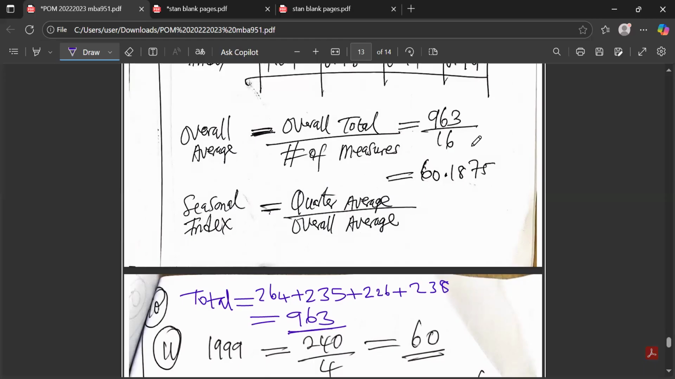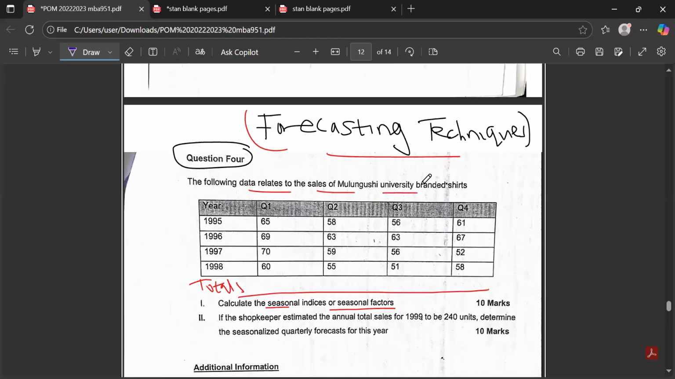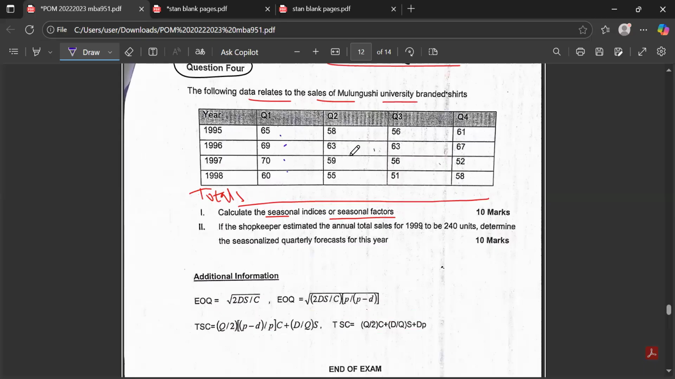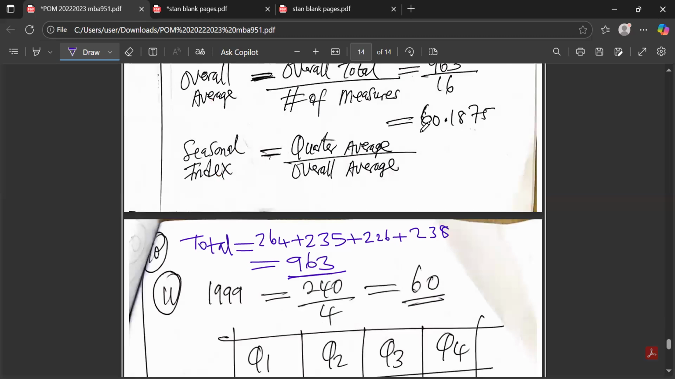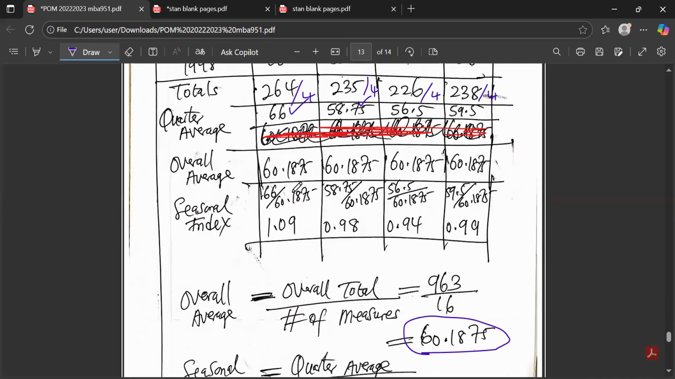Then we divide by 16 measures. The measures here, there were 16, counting 1, 2, 3, 4, 5, 6, 7, 8, 9, 10, 11, 12, 13, 14, 15, 16. So dividing by 16, we are getting 60.1875. So seasonal index is quarter average over average, which is giving us the values here. Quarter average over overall, so 66 divided by 60.1875. Then 58.75 divided by 60.1875. 56.5 divided by 60.1875 and that one. So this is how we're getting the seasonal indexes.